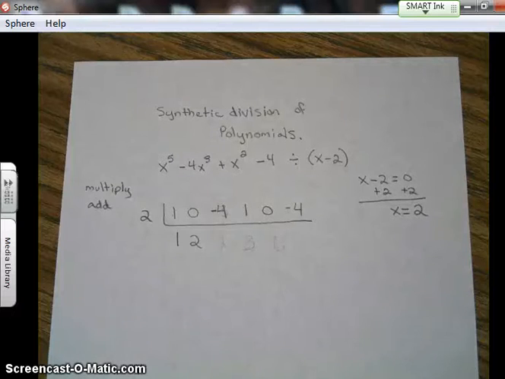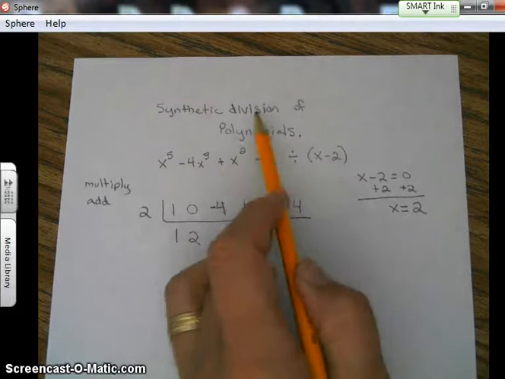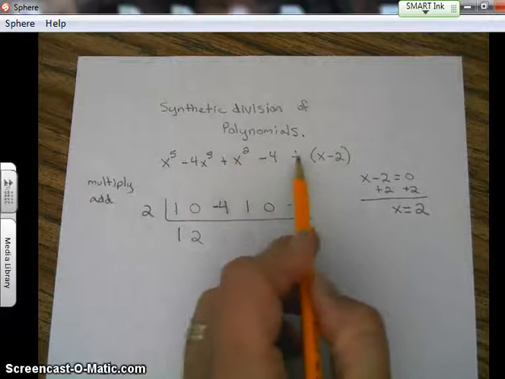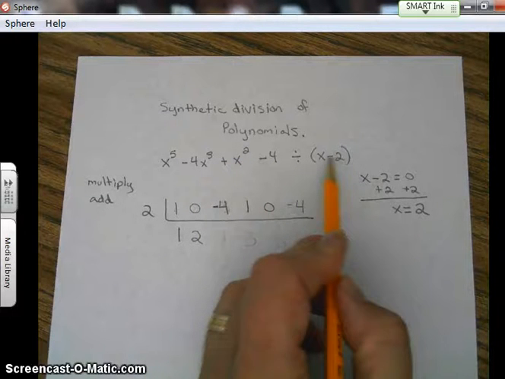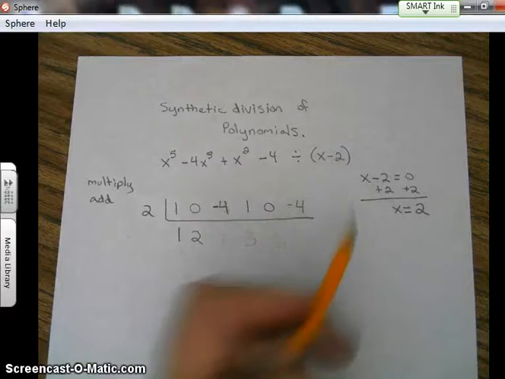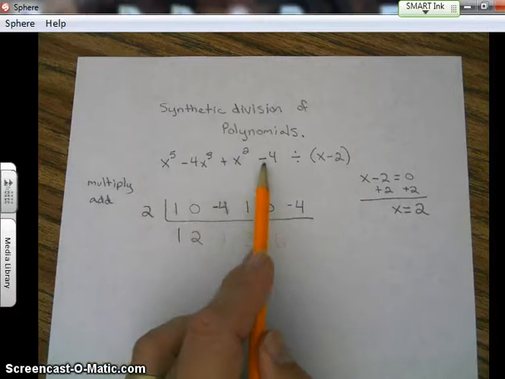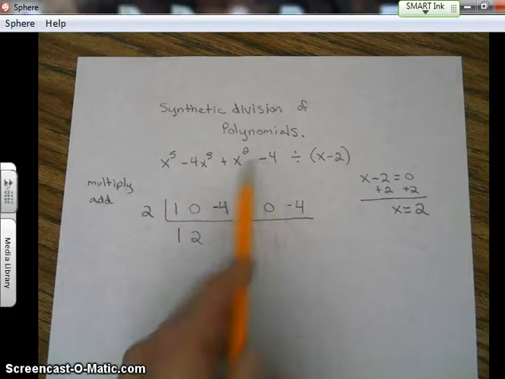Okay, so we talked about long division of polynomials in the last video. This video we're going to look at synthetic division of polynomials. So here we have a polynomial divided by a factor, x minus 2. And so to do synthetic division, we write down the coefficient for each of the terms. Now if a term is missing, we put in a 0.